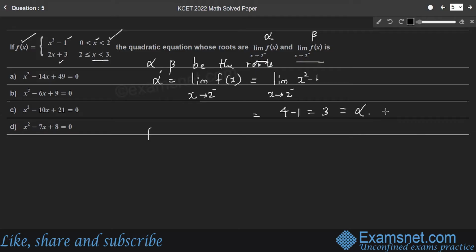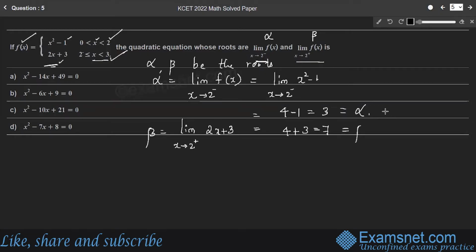And another root beta is equal to limit f of x as x approaches 2 from above. Therefore, we have to consider the second equation, right? So limit of 2x plus 3. Here x lies between 2 and 3, right? Therefore, 2 from above. Therefore, where x approaches 2 from above is equal to, so substitute the value of x, it becomes 4 plus 3, which is 7.